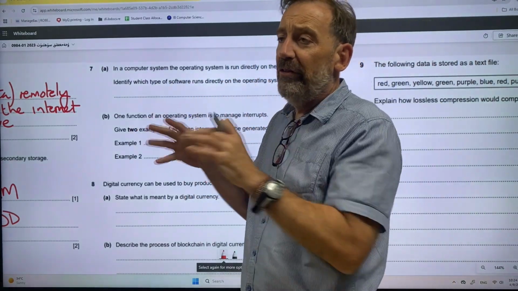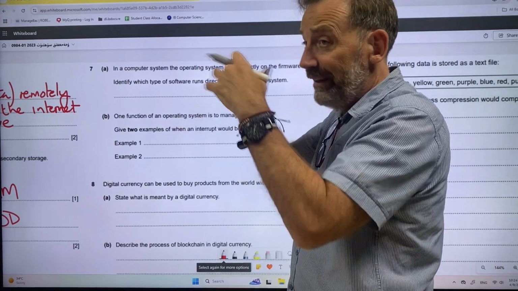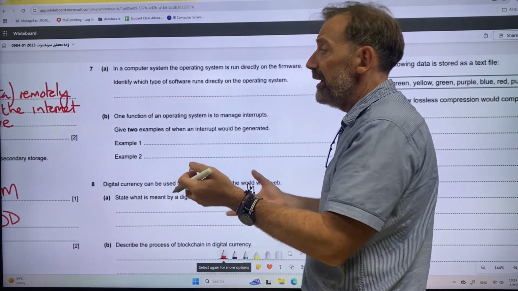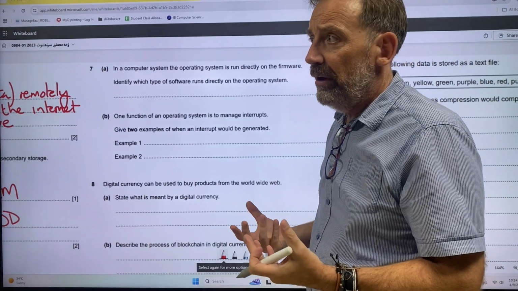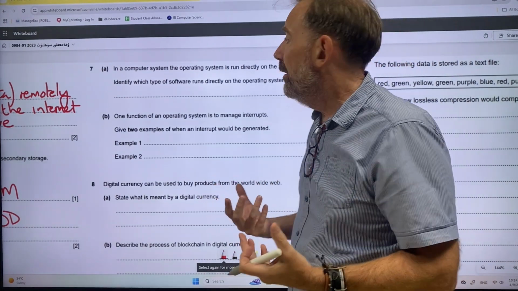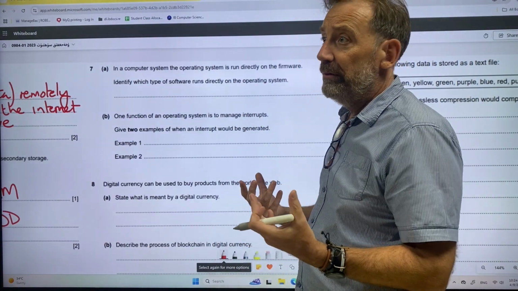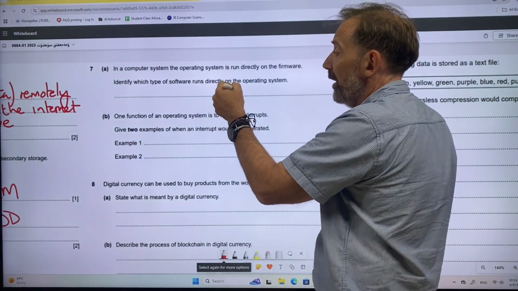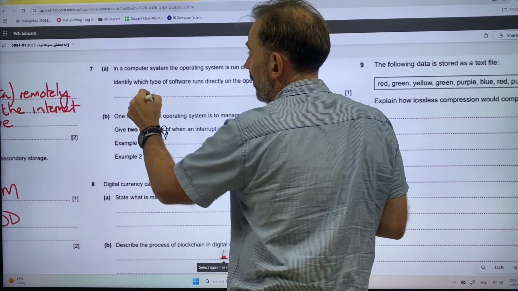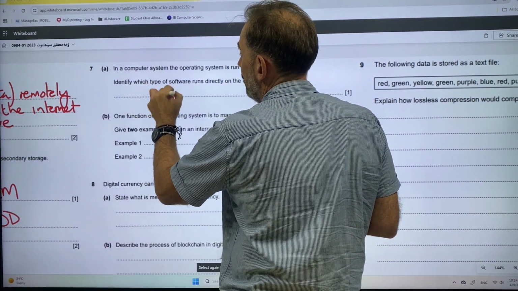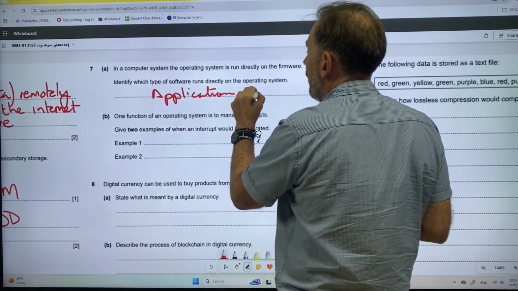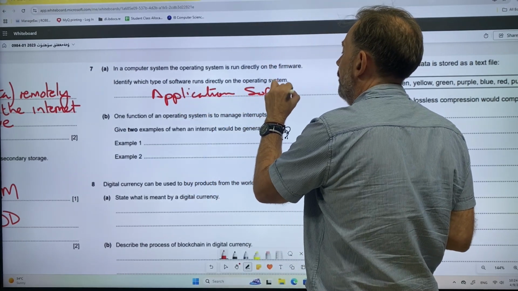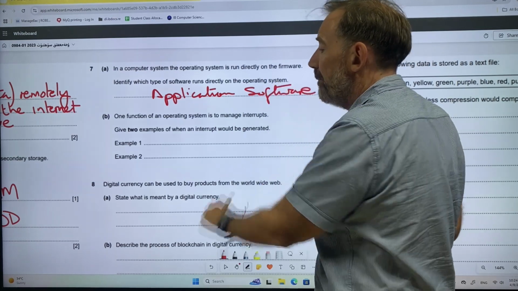Basically, anything you install on your computer lives on the operating system, generally speaking. So anything like Adobe Photoshop, Microsoft Office, any kind of software, browser, will work on the operating system. This type of software is called application software.